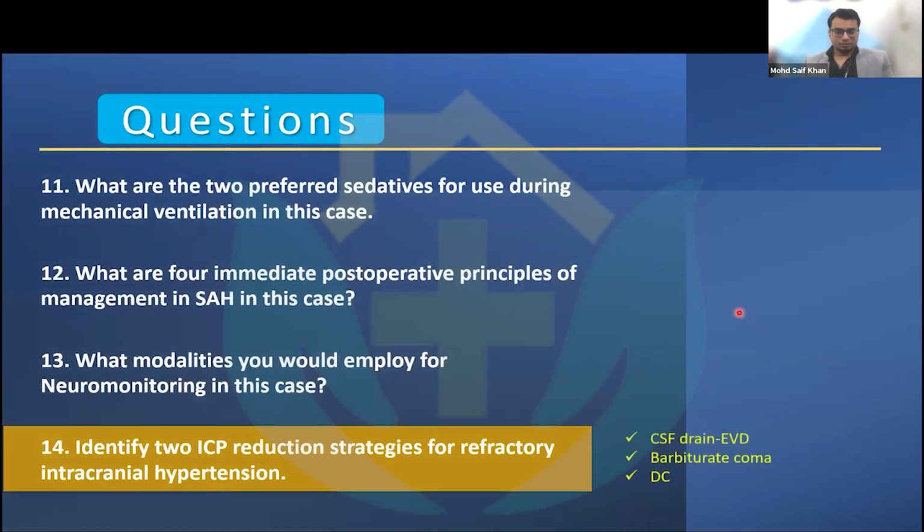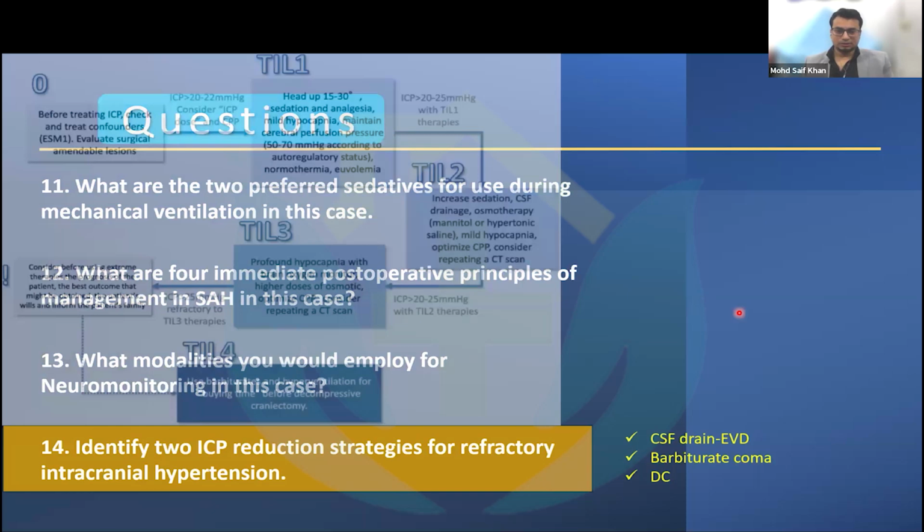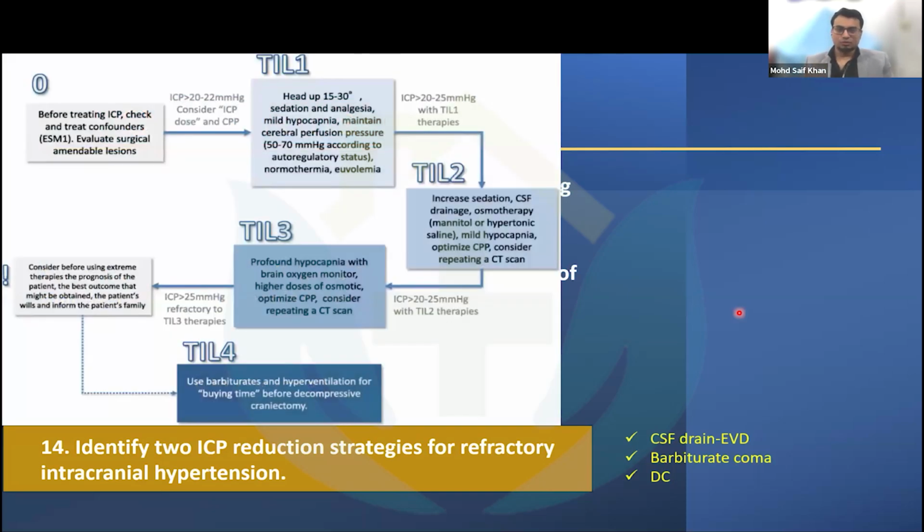So ICP reduction: you can drain the CSF if there is a chance. If you have EVD, then a lumbar puncture can be done to drain the CSF. If all the interventions to control the ICP have already failed, you have to go for barbiturate coma and decompressive craniectomy. So these are various tiered therapies: tier 1, tier 2, tier 3, tier 4.